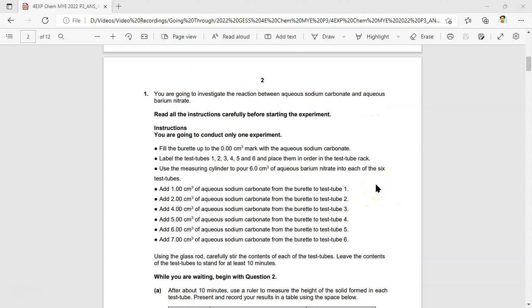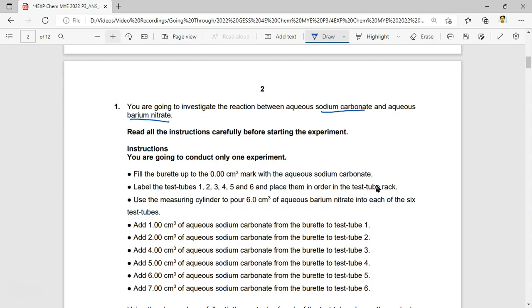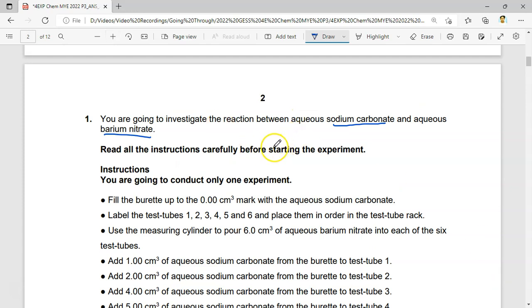The first question starts with: you're going to investigate the reaction between aqueous sodium carbonate and aqueous barium nitrate. As you start an experiment, it's always very important to know what's going to happen. The question you have to ask yourself is, what happens with sodium carbonate plus aqueous barium nitrate? Let me zoom in a little bit. So what exactly is going to happen here? I know some of you may not have that kind of theory backing as of now, but those of you who have it, it's very important for you to really think through what's exactly going to happen.